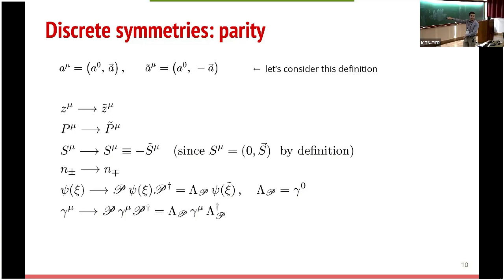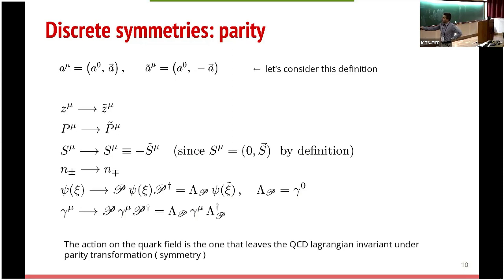The spin instead does not change. Why is it so? s goes to s. Why does the spin not change under parity? Yeah, it's an angular momentum. Right, so you can think about it as position cross momentum, so they both change sign in the spatial part. So s stays the same. We can also write it as minus s tilde because the energy component here is zero. If you check, n plus goes to n minus. These are the light cone basis vectors, and n minus goes to n plus under parity.